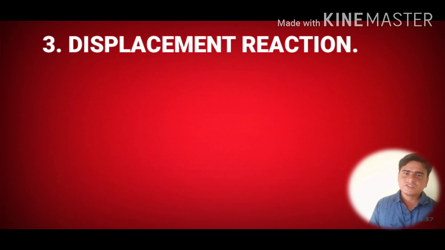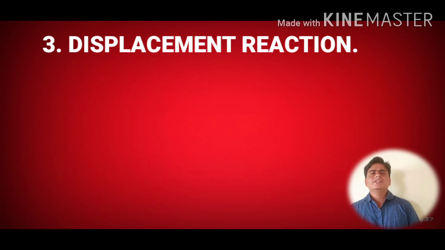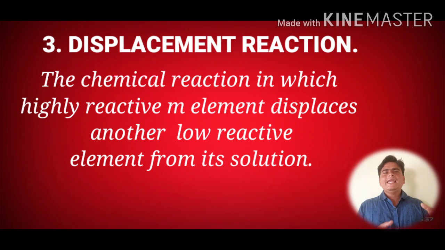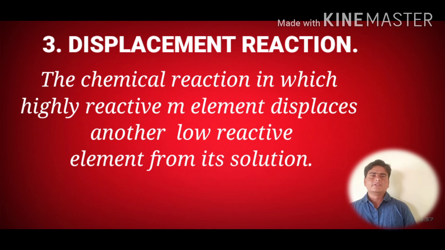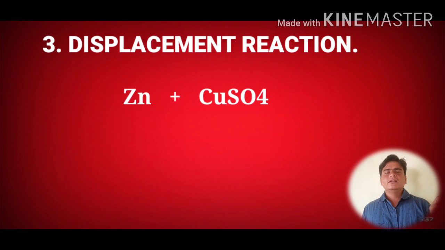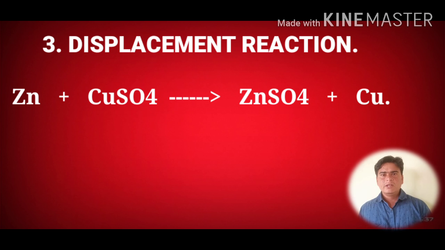The next reaction is the displacement reaction. The third reaction is the displacement reaction. Displacement means sometimes highly reactive metals displace or replace the low reactive element of the substances. For example, Zn when it reacts with CuSO4 gives ZnSO4 and copper separate. What is happening here exactly? Zn is a highly reactive metal and copper is a low reactive metal.